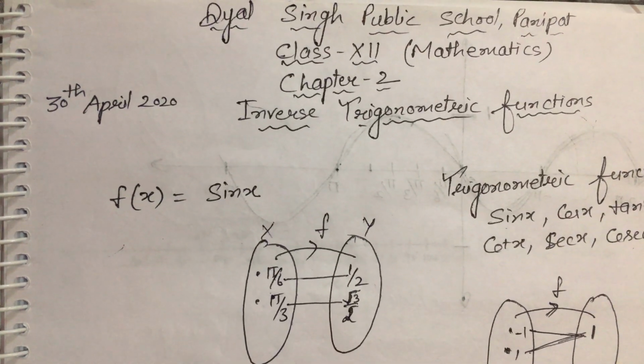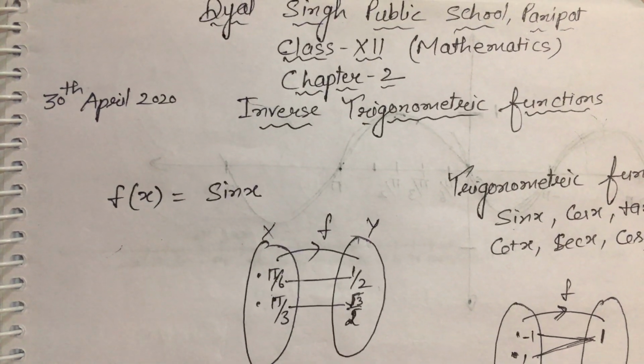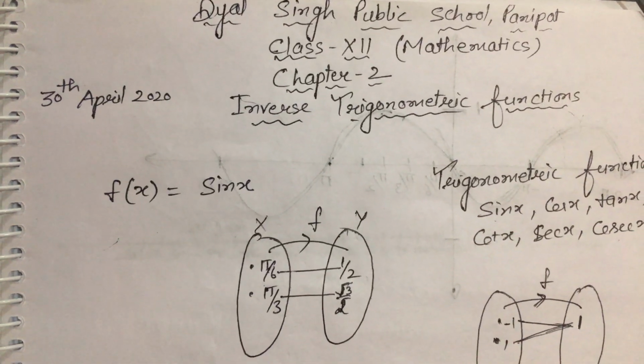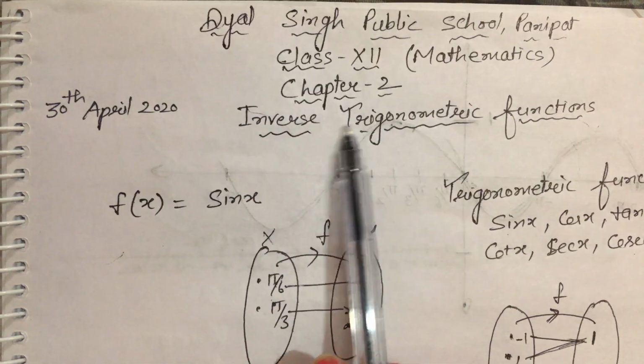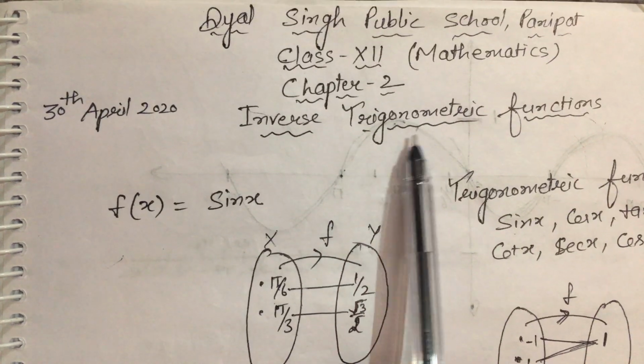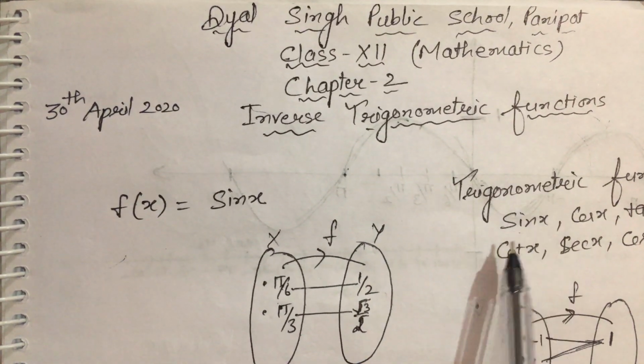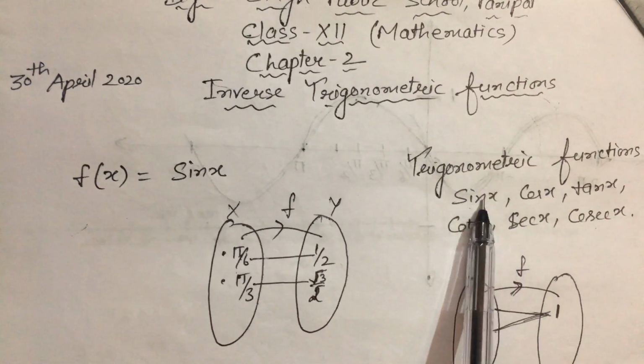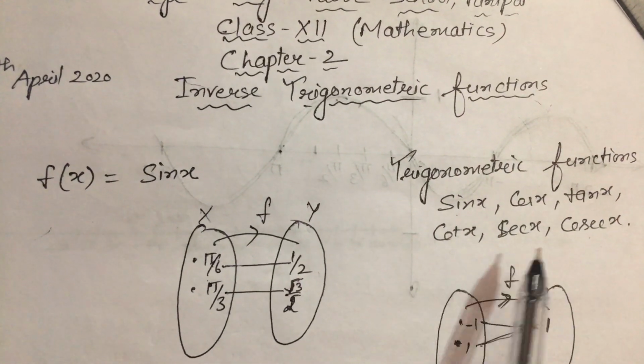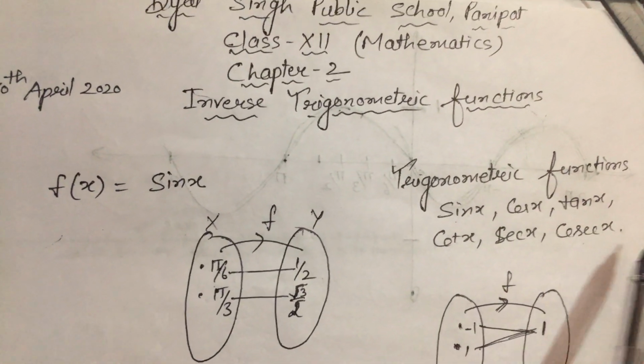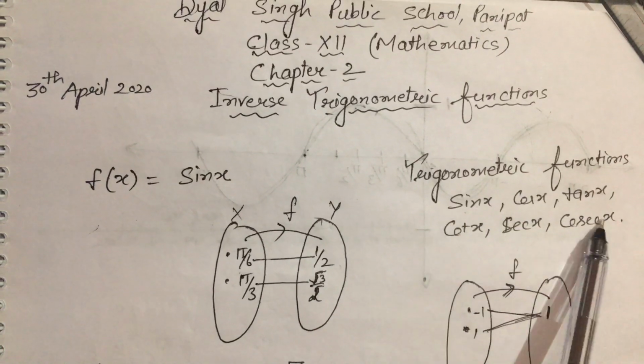Hello everyone. I hope you have revised formulae of trigonometric functions. So today we will discuss chapter number 2, that is inverse trigonometric functions. We know about trigonometric functions: sin x, cos x, tan x, cot x, sec x, cosec x, and we will find inverse of these functions.